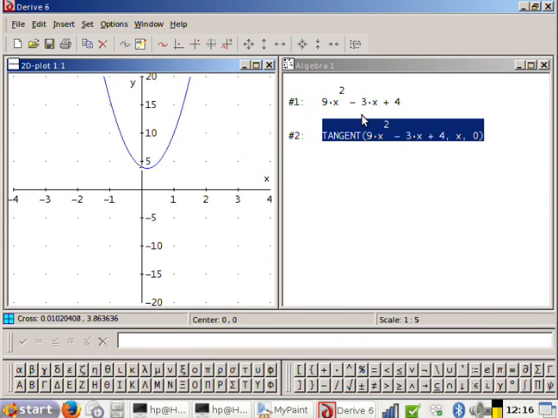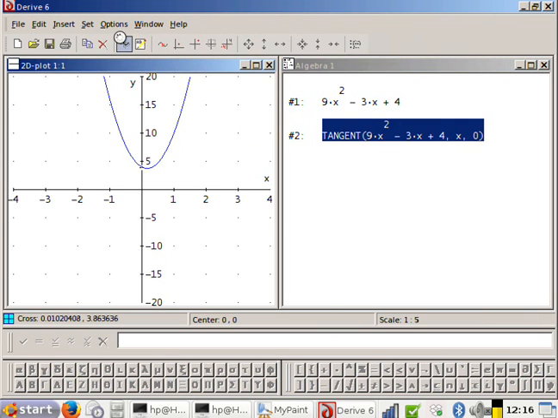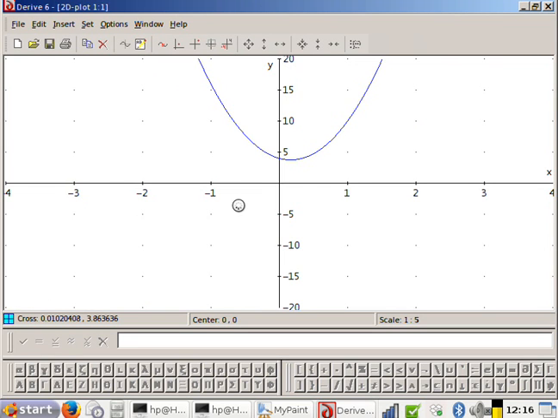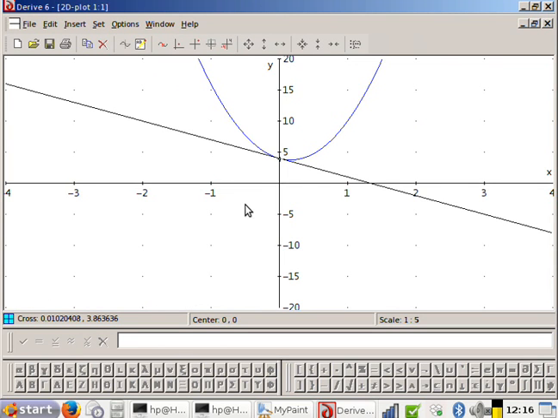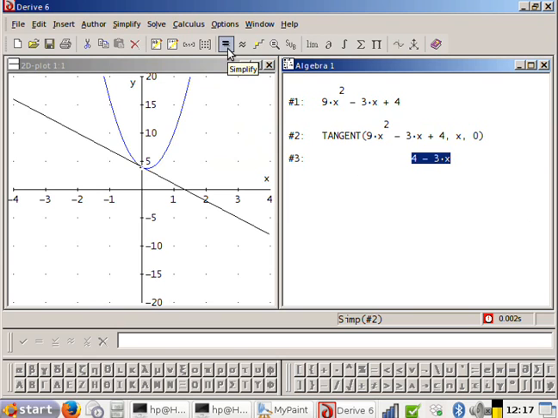Oh, that's not right. Let's try this again. There we go. So you can see there's my tangent line when x is 0. Can you see that when I move about 1 unit to the right, how much do I go down? About 3 units. In fact, my program can tell me the answer here: it's -3, the slope of the tangent line.